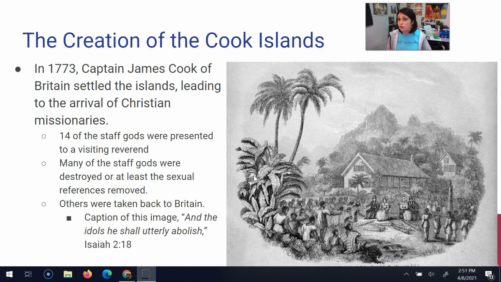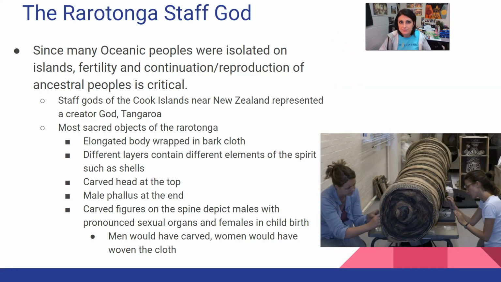And they were destroyed or they were altered because these were clearly related to the idea of fertility and regeneration and new birth based on the details that were on them. And some were taken back to Britain as anthropological objects, but most of them were destroyed because these guys were just stunned that they would have this thing. And then the caption that was with this image was, "And the idols he shall utterly abolish." So the Europeans came in ready and willing to knock these out.